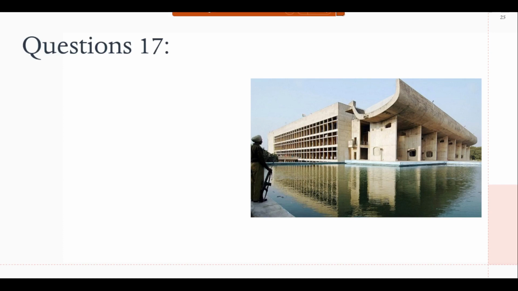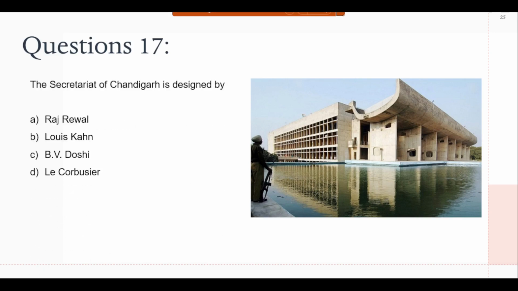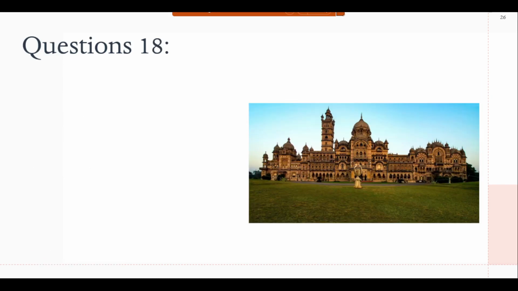Okay. Which building is this? Chandigarh Secretariat. Okay. The Secretariat of Chandigarh is designed by Raj Rewal, Louis Kahn, B.V. Doshi, or Le Corbusier. So the answer is Le Corbusier.